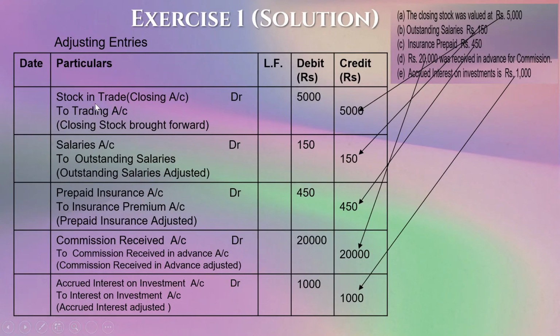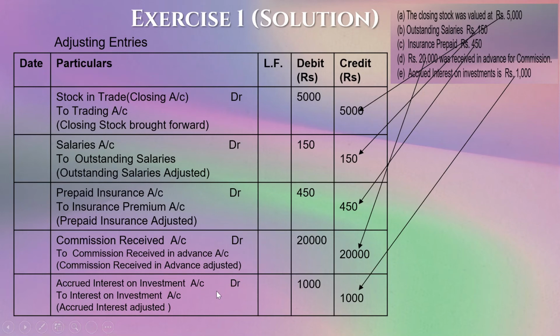Now see, for closing stock, what is the journal entry? Stock in trade account debit to trading account, 5,000. Salaries: see, here itself you have outstanding salary. What will you write? Salary account debit to outstanding salary. And prepaid insurance account debit to insurance premium account. Commission received in advance: commission received account debit to commission received in advance. Accrued interest on investment is given, that is debit.